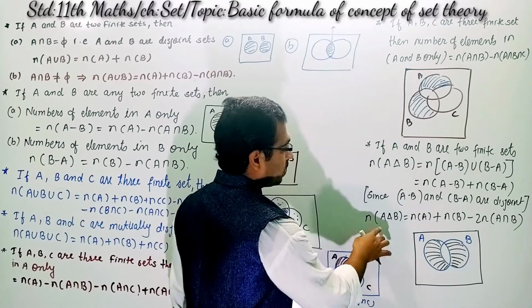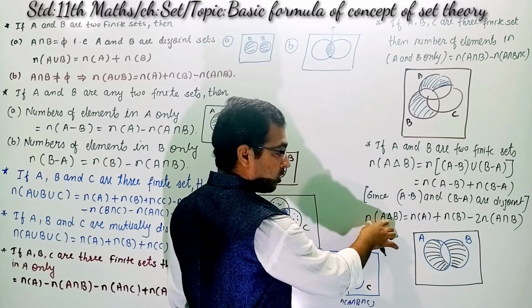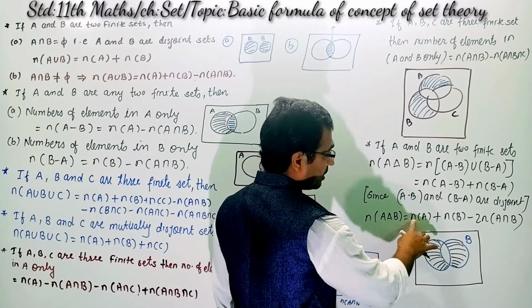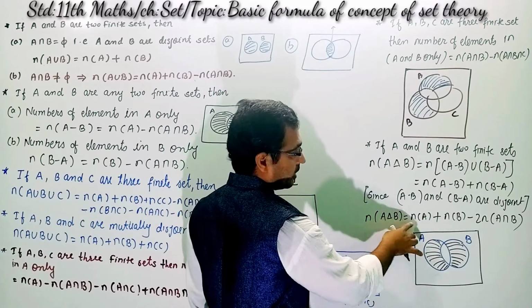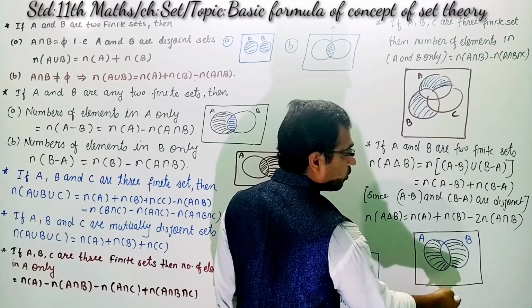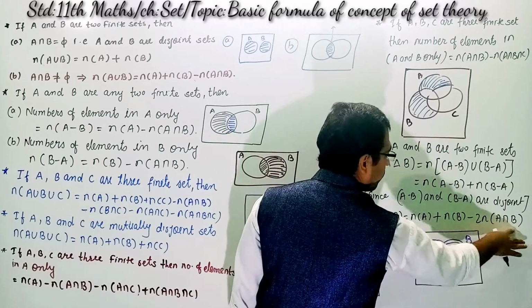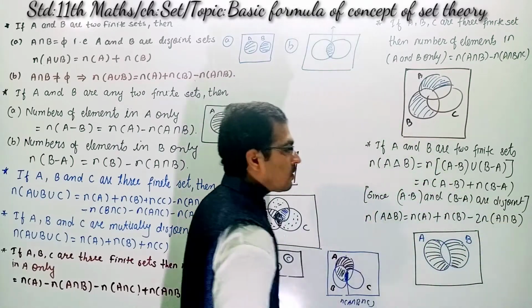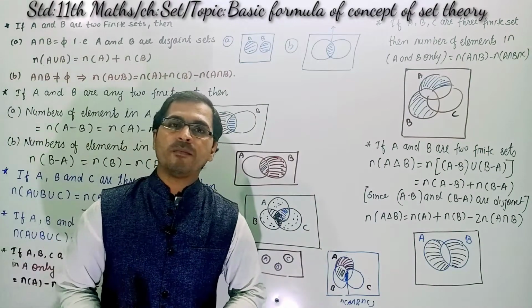In short you can write: number of elements of A delta B, which is the symmetric difference, equals the number of elements of A plus the number of elements of B, minus twice the number of elements of A intersection B. Okay students, here we are completing today's video lesson.